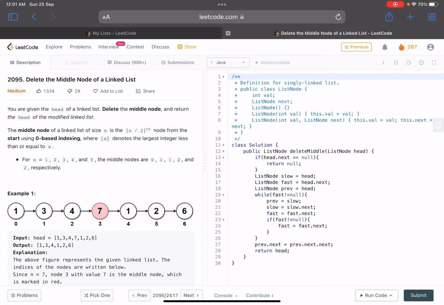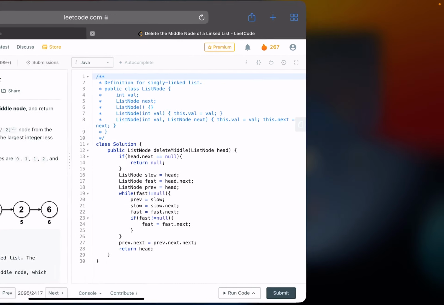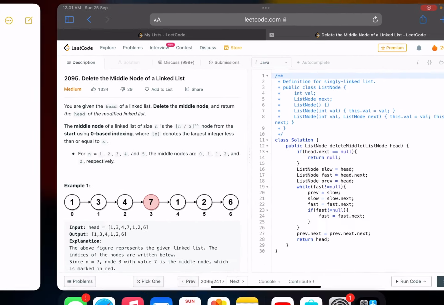So you are given the head of a linked list, delete the middle node, and return the head of the modified linked list. The middle node of a linked list of size n is the n by 2th node from the start, using zero based indexing, where the floor of x denotes the largest integer less than or equal to the value x. Now these are some of the examples, so let's directly jump into the explanation and see how to approach this type of problem.